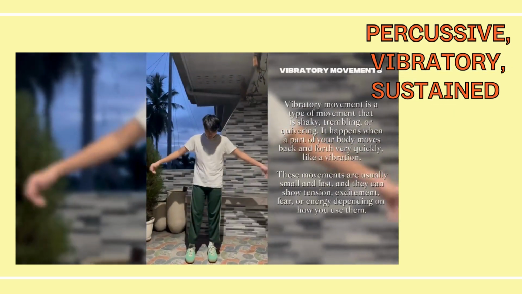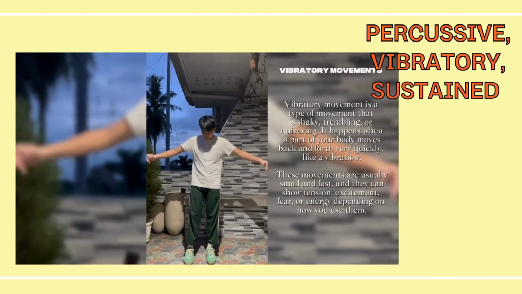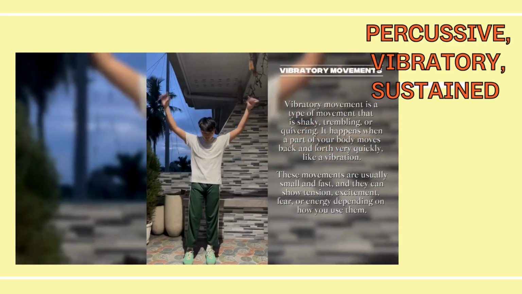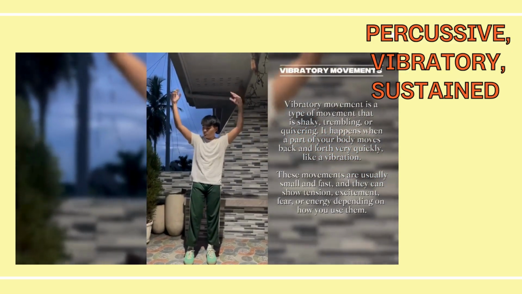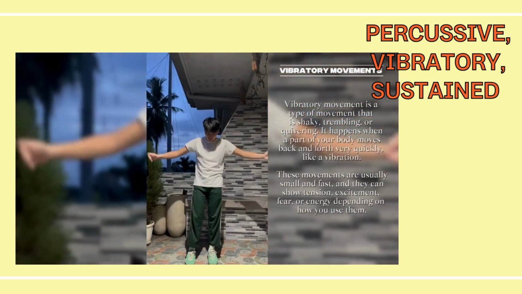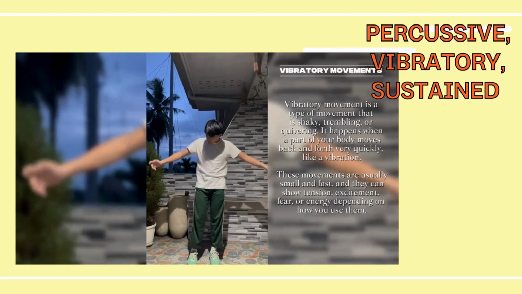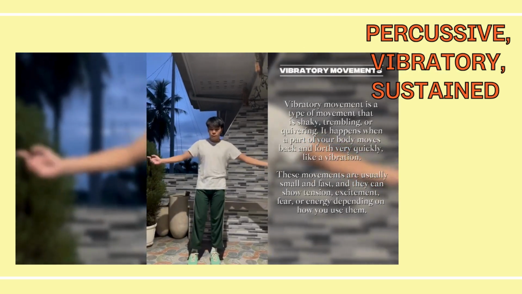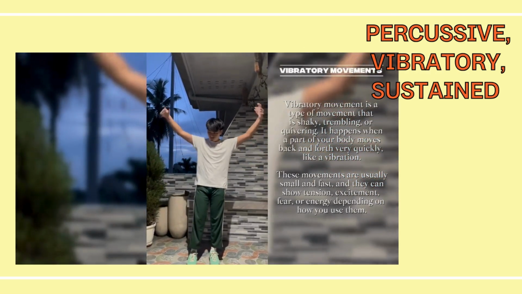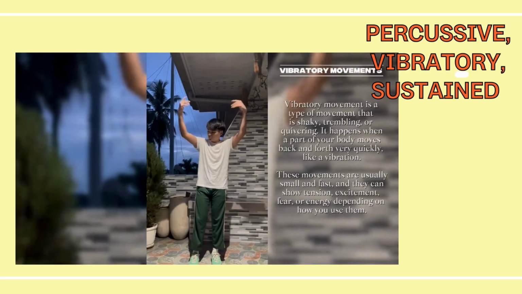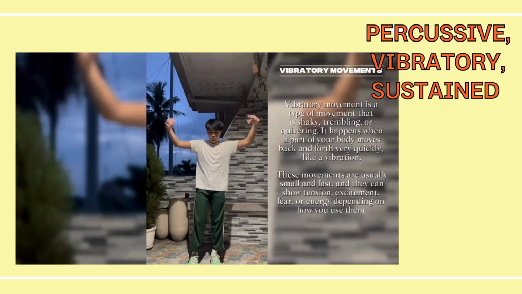Vibratory movement is a type of movement that is shaky, trembling, and quivering. It happens when a part of your body moves back and forth very quickly, like a vibration. These movements are usually small and fast, and they can show tension, excitement, fear, or energy depending on how you use them.